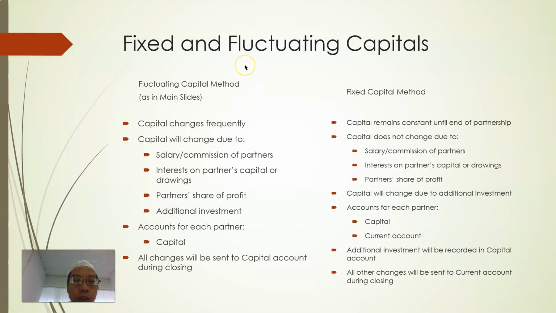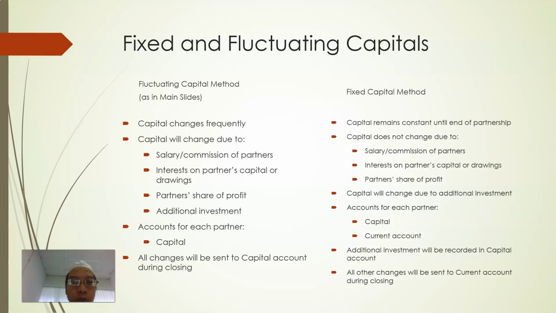Okay, so what do you mean by the fixed and fluctuating capitals? In all types of organizations, an important component is the capital, or the investment that the owners have put into the business. For partnerships, the different partners will have their own capital accounts. For sole proprietorship, there's only one capital account because there's only one owner. But for partnerships, there will be several capital accounts based on the number of partners in the business.